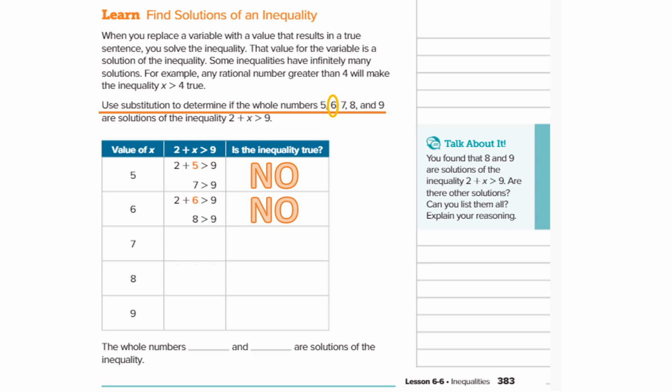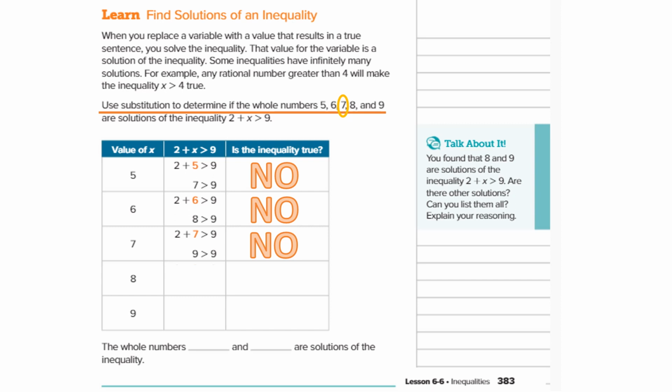All right, now we substitute in with 7. I have 2 plus 7 is greater than 9. Is that going to be a true statement? Well, 2 plus 7 is 9. Is 9 greater than 9? That's a no as well. Now, if it was underlined, I could say yes, because it would be greater than or equal to. But that's not what it says.